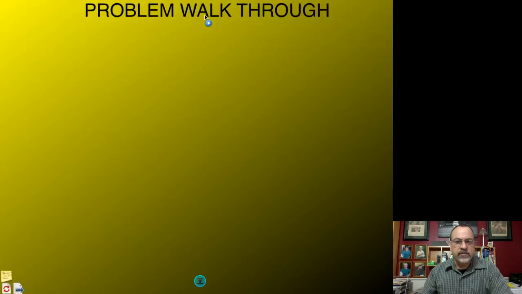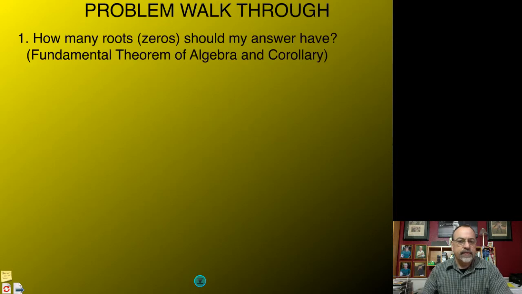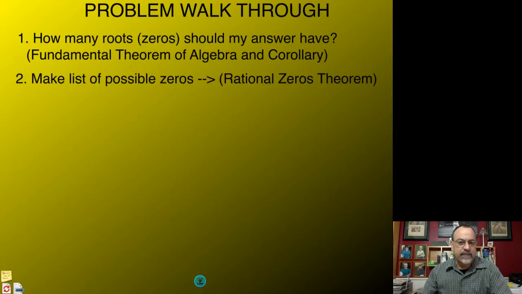So basically, here's what we want to do. Step number 1, we want to begin by thinking about the fundamental theorem of algebra and its corollary, and first figure out, well, how many zeros should we have at the end? And remember, that equals the degree, so that's an application of that. We then want to apply the rational zeros theorem and make a list of the possible zeros.